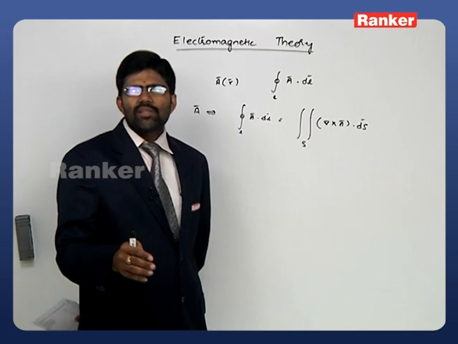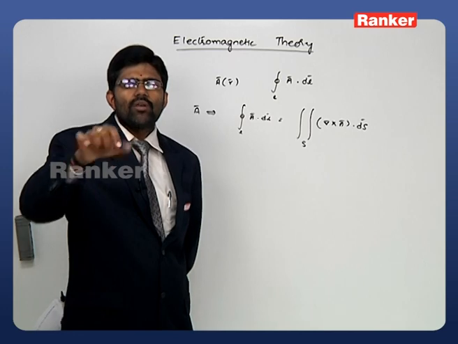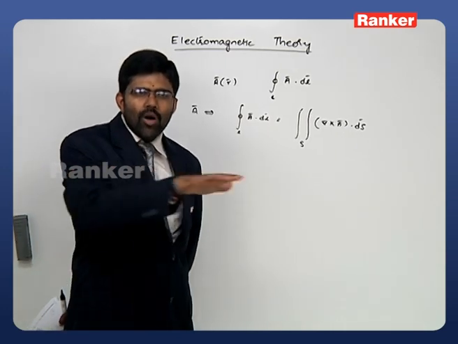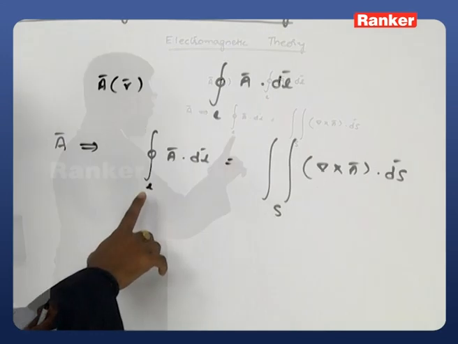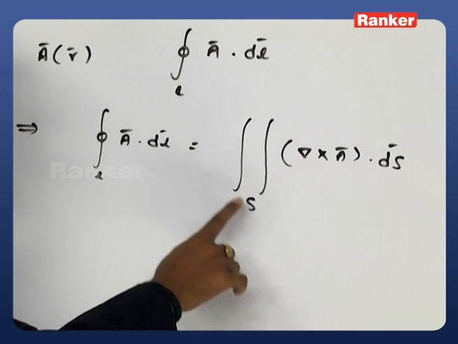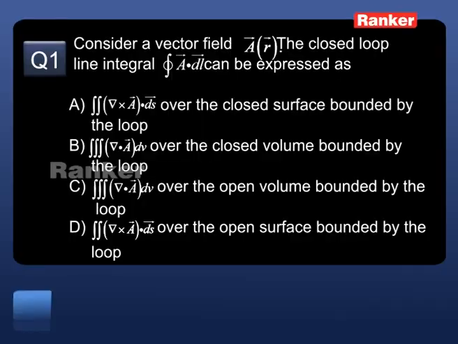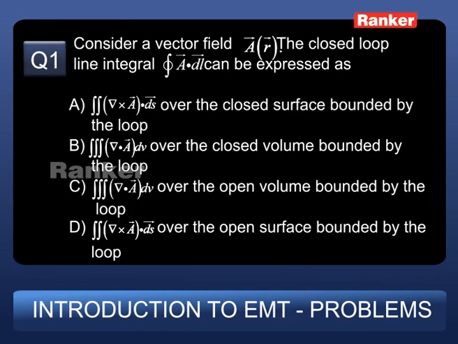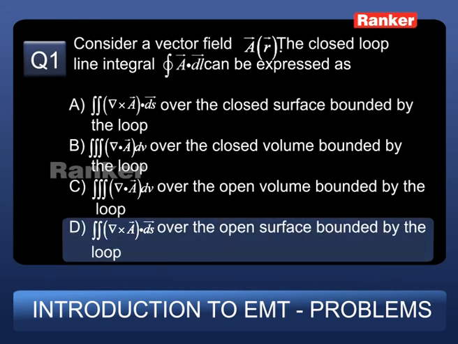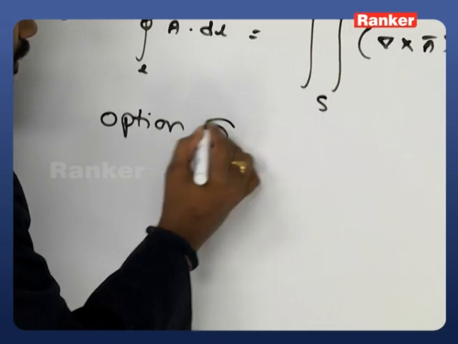Remember it in a simple way: whenever you have a closed line, let us take this as a closed line, it will always form an open surface. So the closed line will be related to the open surface only. The closed line integral of A bar dot dl bar is equal to the open surface integral of del cross A bar dot ds bar. Now check the options. Option D is right, the open surface integral of del cross A bar dot ds bar over the open surface bounded by the loop. So for this particular problem, option D is right.